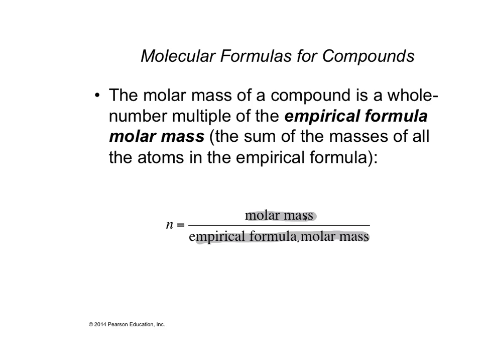So if we know our empirical formula and we know the molar mass of our compound, we could figure out what that n was, what that whole number multiple was. And then with that, determine the molecular formula by multiplying the empirical formula by this whole number multiple. I will demonstrate what I mean by that on the next slide.